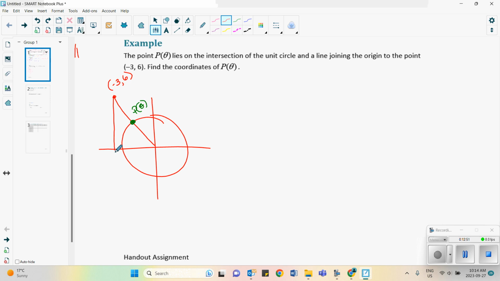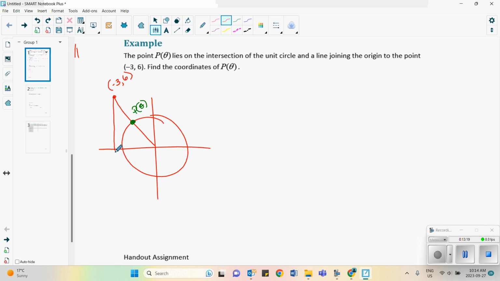That first point says P theta. That's 2 0. That's P theta. Okay. Red triangle. Red triangle is where you have to do your work. The big triangle, the triangle outside the unit circle, is where you have to do your work.